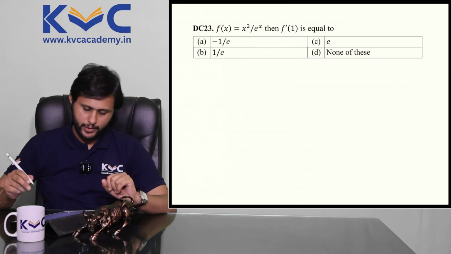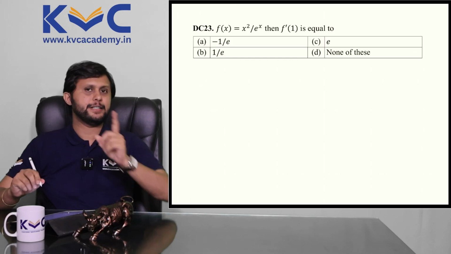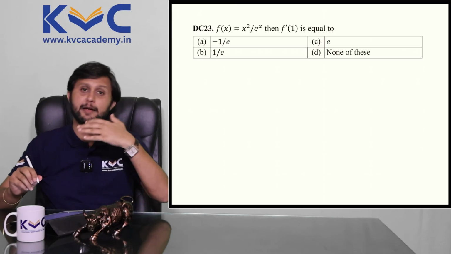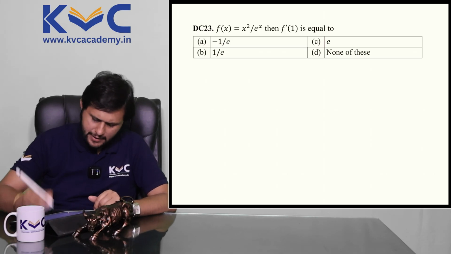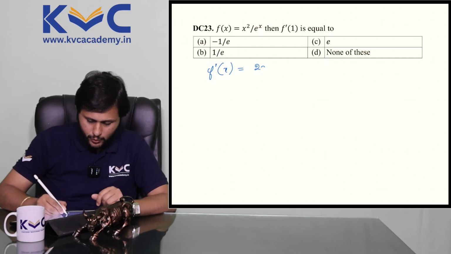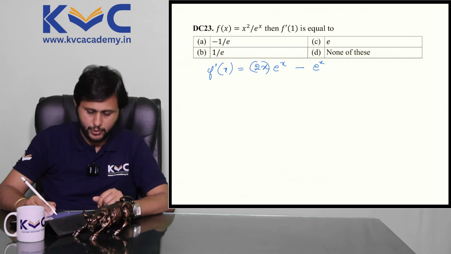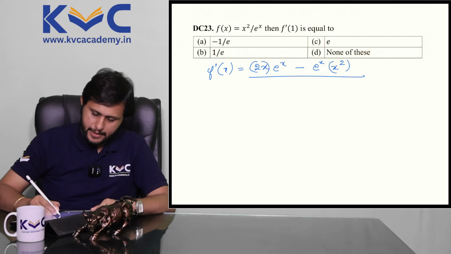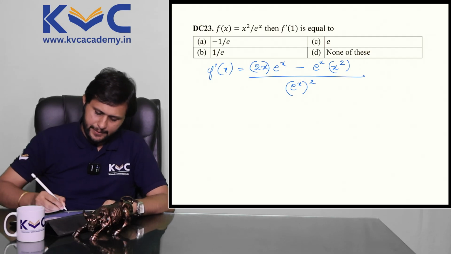Fine. Moving on. f of x is x square by e to the power x. f dash of 1. That means first we have to find f dash of x. f of x is given, we need to find f dash of x. After that, substitute x equal to 1. So f dash of x is equal to differentiation of x square, numerator 2x, denominator as it is, minus differentiation of denominator e to the power x only, numerator as it is, whole divided by denominator whole square.